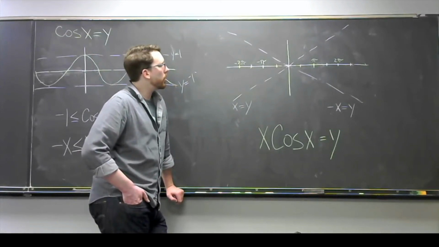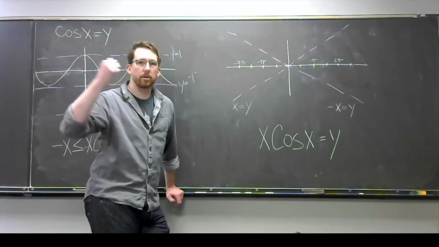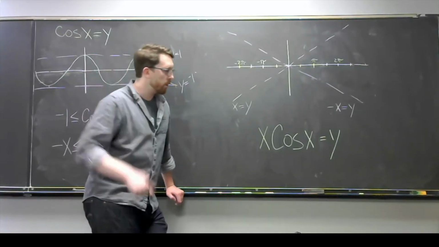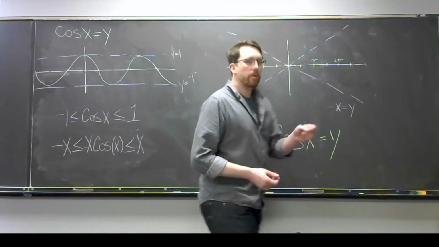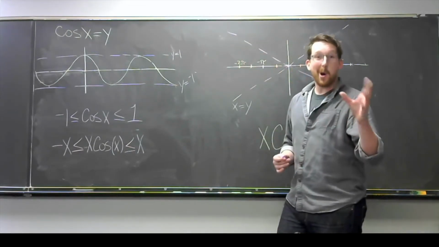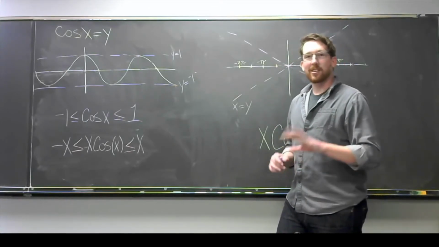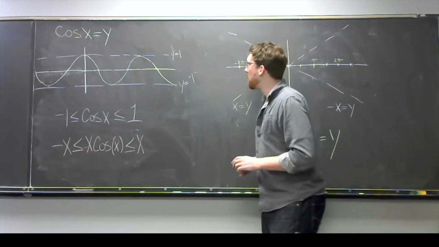So let's think now about how cosine relates to these boundaries. We know that cosine, again, it's like 12:30, so I might say things funny now.